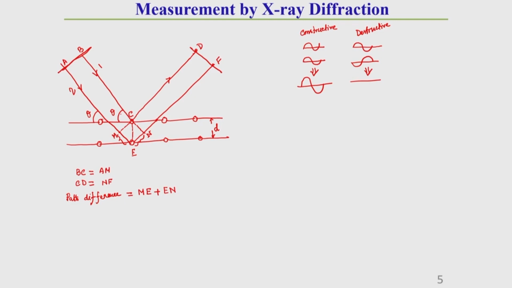So, if this is theta, then we can say this will be 90 degrees minus theta. So, this will be 90 minus theta. So, this also will be theta.